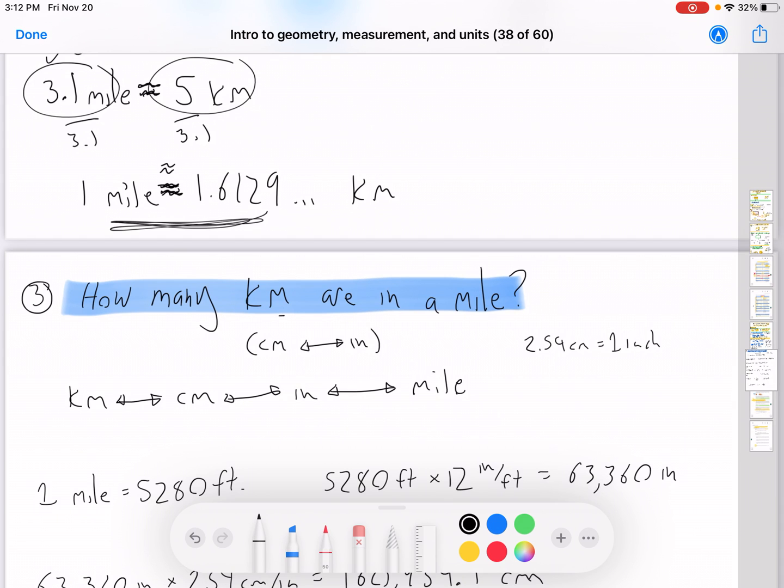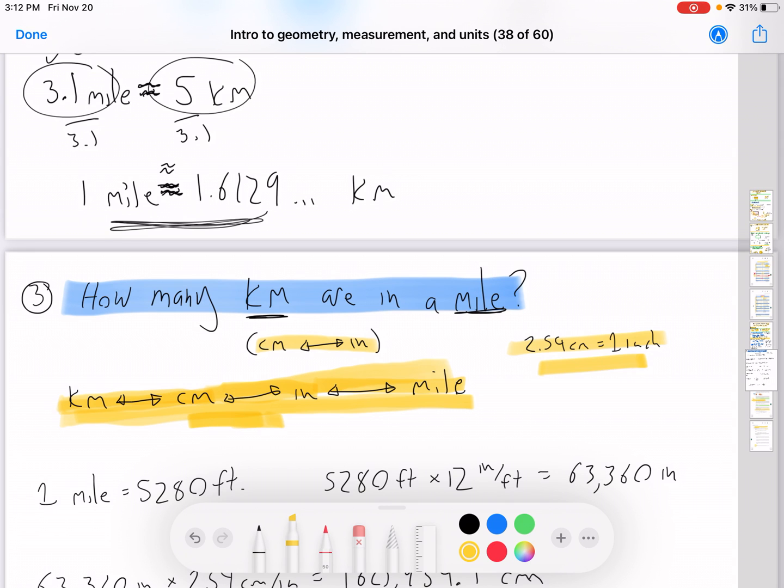So if I want to go between kilometers and miles, the thing we have that connects the standard US system to the metric system is the inch to centimeter conversion. So what I'm going to have to do is work through this. I'm going to have to go from kilometers to centimeters to inches and then inches out to miles, or vice versa, miles to inches to centimeters to kilometers. So however we go back and forth, we got to go through the inch centimeter connection, which is right here.